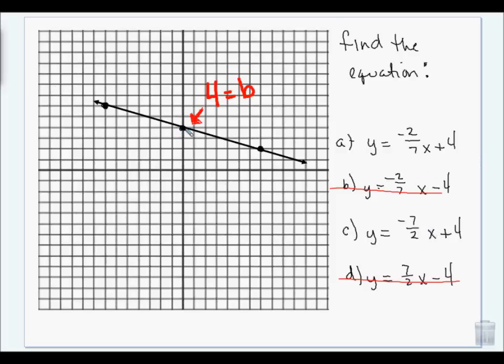So now what I do is I move along the graph until I find another point that's perfect in the crosshairs, right? So to get from here to here, I go 1, 2, so I go 2 down, and then 1, 2, 3, 4, 5, 6, 7 over. Negative 2 over 7. So 2 down over 7. That's a 7. That's a negative 2. Because I go down 2 and then over 7.